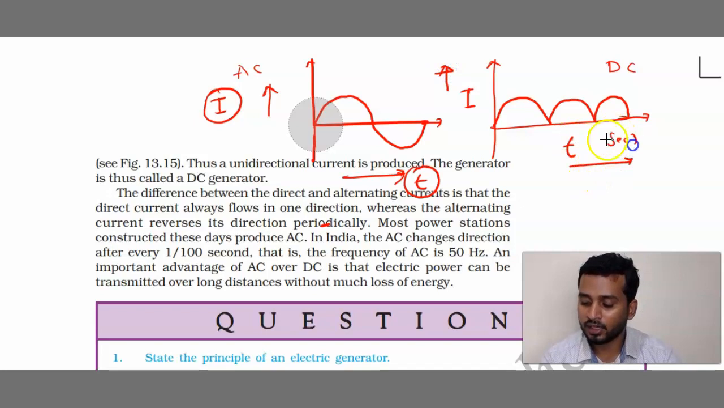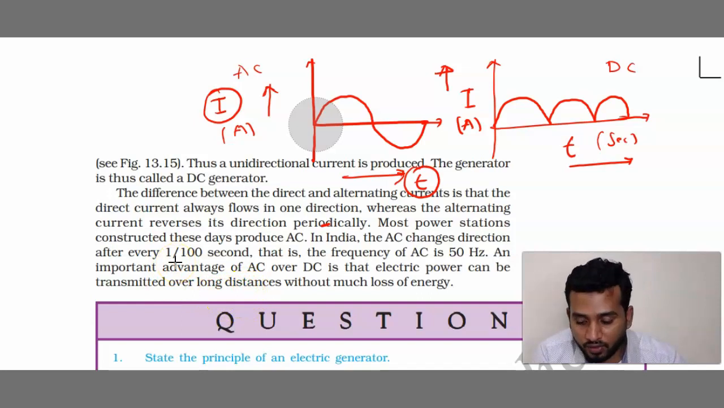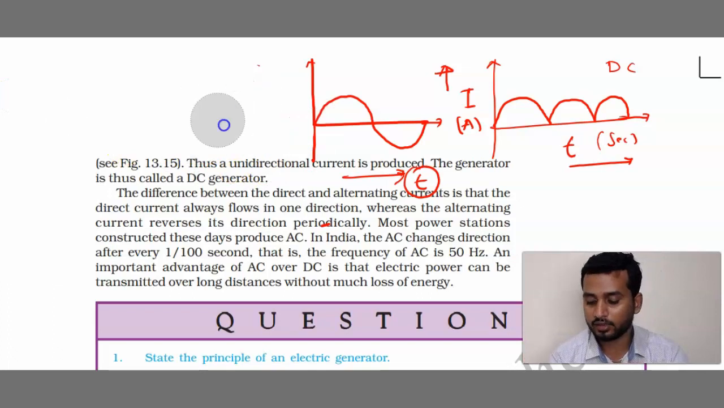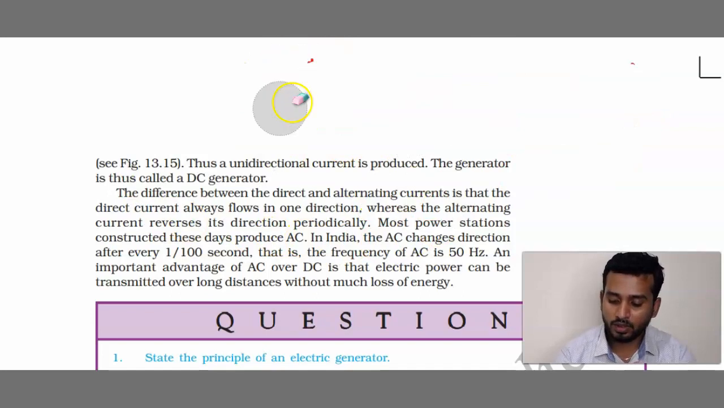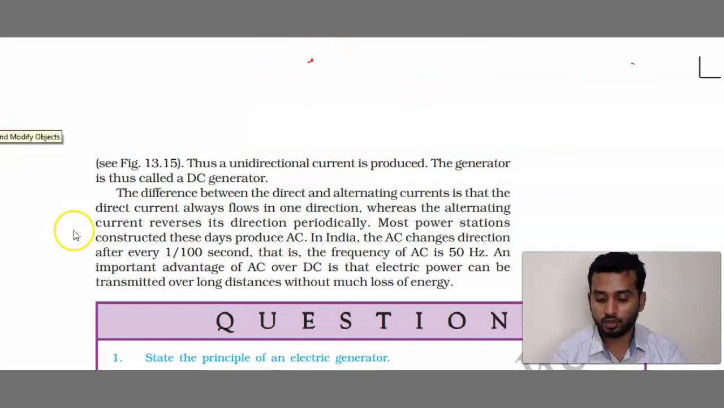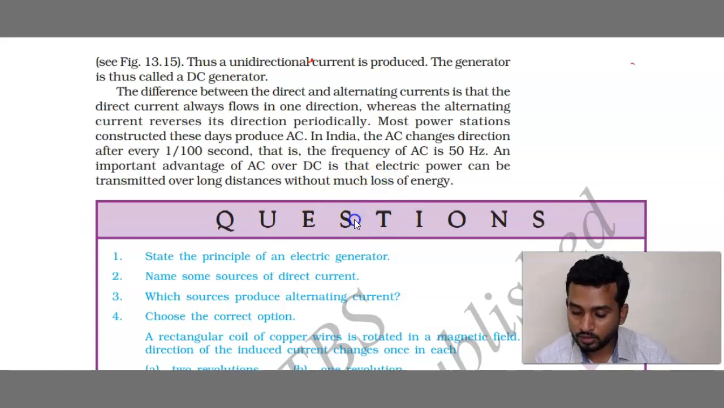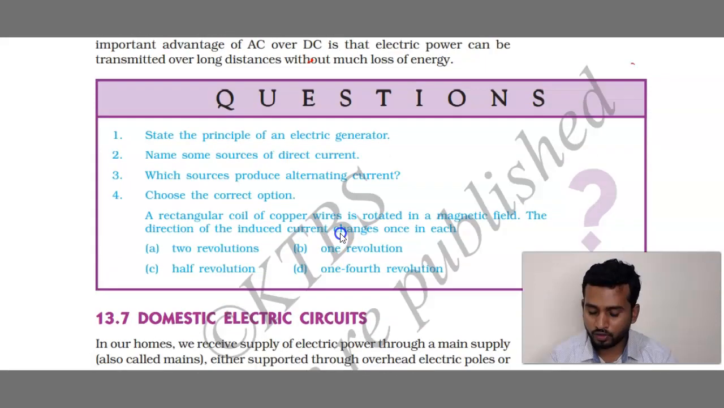Time is measured in seconds. Current is measured in amperes. So you should know this graph of AC current and DC current, alternate current and direct current. Done. So this is of AC and that is of DC current. So I hope you can get a question like that also. Okay, so you can study those things, and please study that entire paragraph. Done, and you can answer these questions.